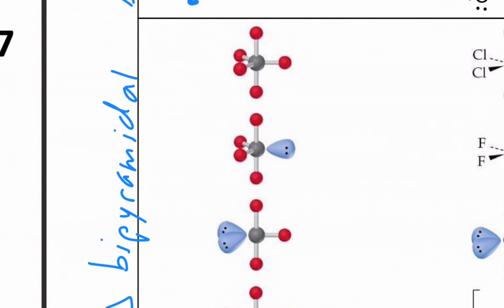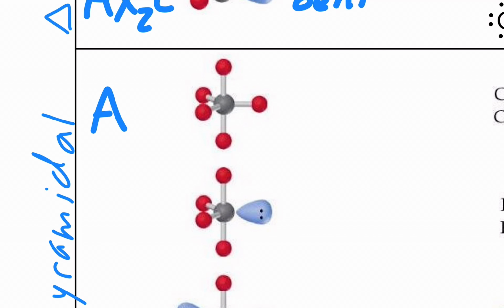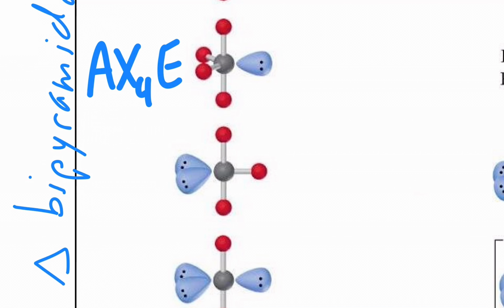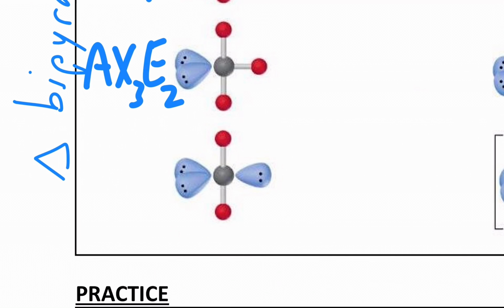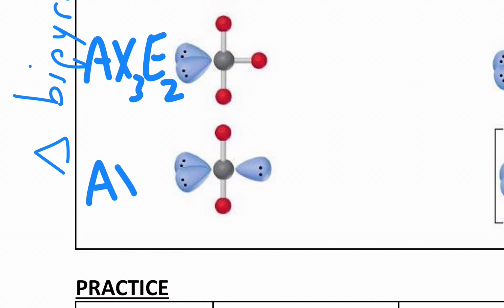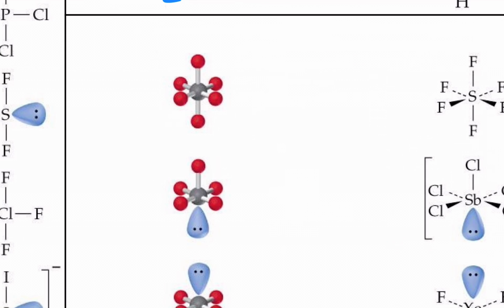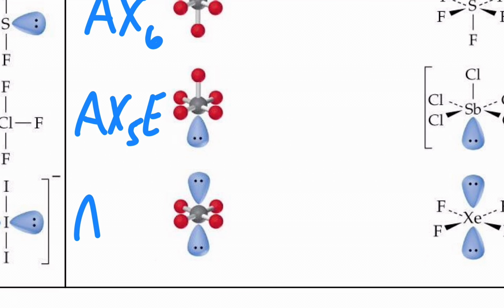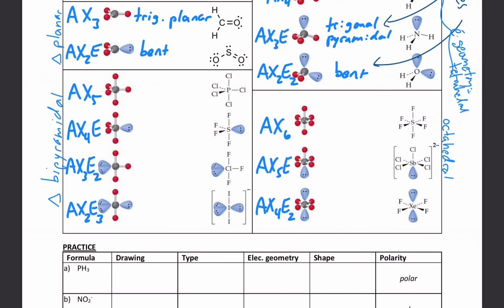Okay, so getting to the trigonal bipyramidal, the first one is a central atom with 5 bonded atoms. Then we have a central atom with 4 bonded atoms and 1 lone pair, so AX4E. Central atom, 3 bonded atoms, 2 lone pairs, AX3E2. And then lastly, the opposite, AX2E3. Just for completeness, I'll do the other 3. This would be an AX6. This would be AX5E. And then AX4E2. These are the ones that one should know for this level of the class.